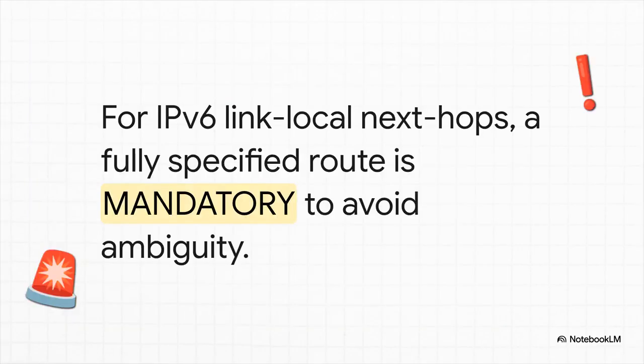And because of that, because they're not globally unique, if you use a link local address as your next hop, you have to use a fully specified route. It's not optional. Just think about it for a second.